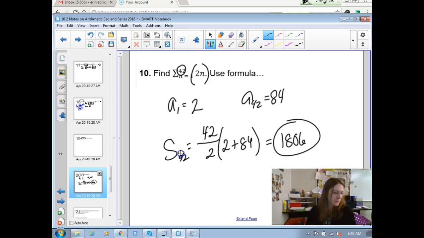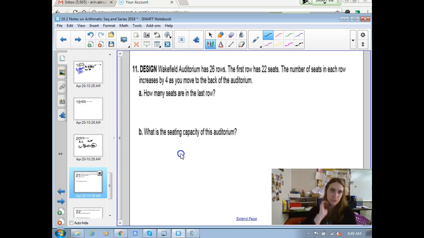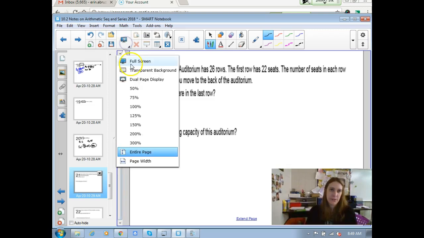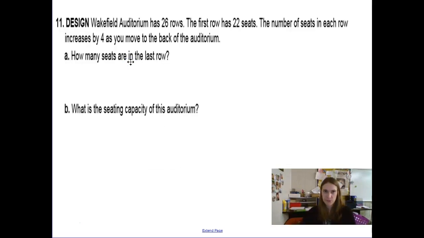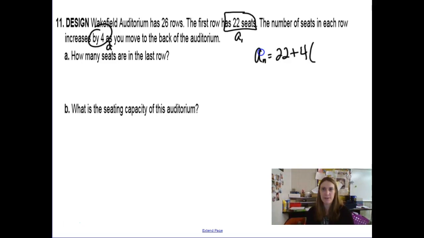All right, we're going to keep on going. We got a couple more. We are designing an auditorium, and it has 26 rows. The first row has 22 seats, so that's a sub 1, the first term. And then every row after that, it increases by 4. It has a shape of an auditorium where it fans out. So the increase by 4 part, that's the common difference, D. So let's go ahead and jot down a formula. Starts with 22 seats, and then it increases by 4 every row after that.